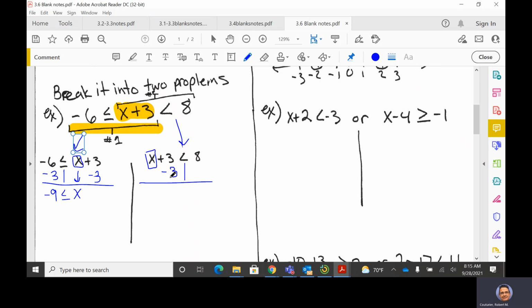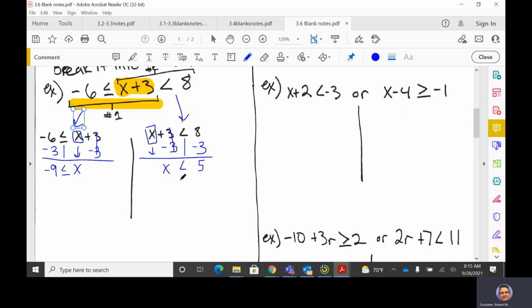We subtract 3. 8 minus 3 is 5. These will cancel on us, just like these did. And the x can come down, and we carry our symbol down. Notice our symbols didn't flip or anything. We didn't multiply or divide by a negative. That's the only time we flip those symbols, is if we multiply or we divide by a negative.